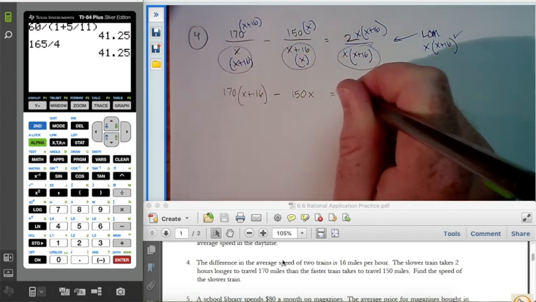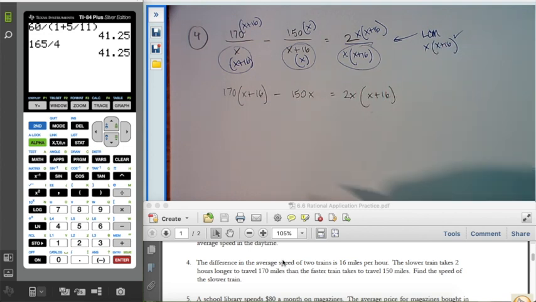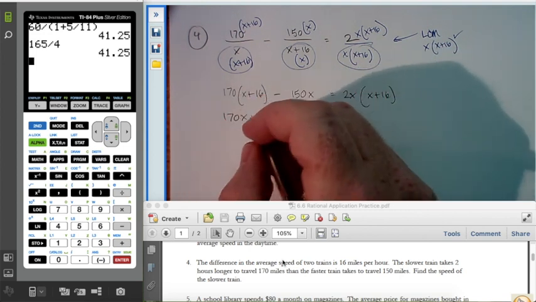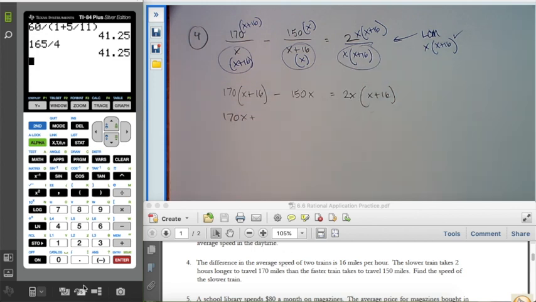So I'm going to have to do some distributing here to get rid of the parentheses. It looks like, I don't know what 170 times 16 is. Hold on.